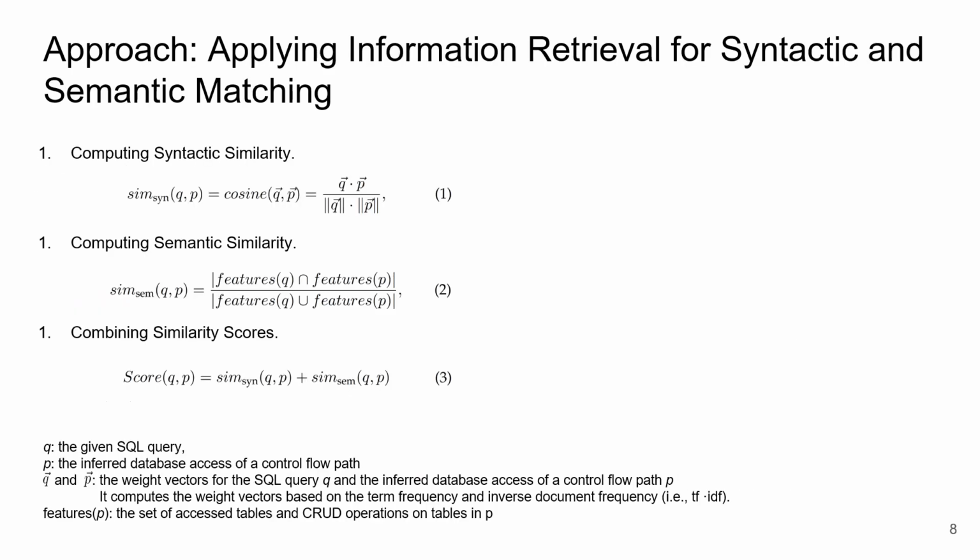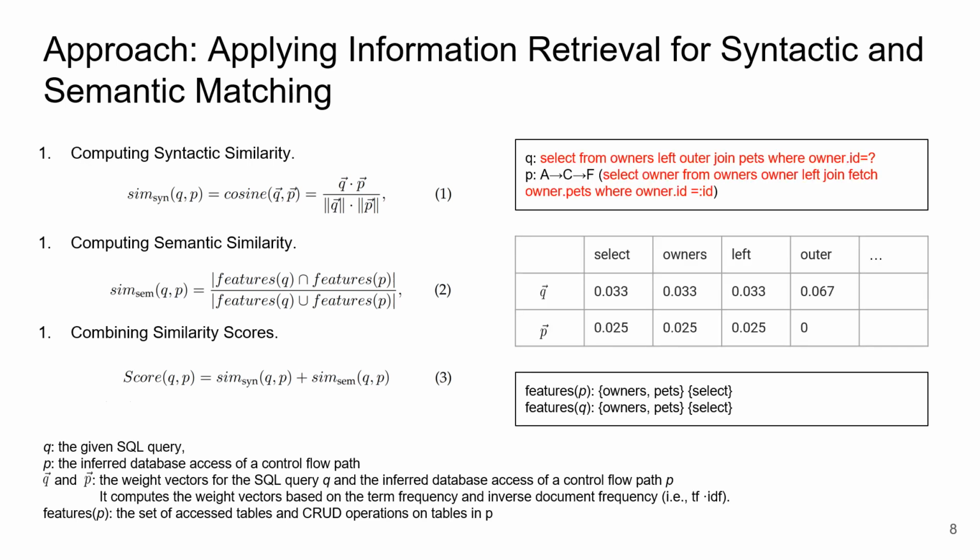The approach combines the syntactic similarity and the semantic similarity to compute the score. For the syntactic similarity, it computes the cosine of the vectors of Q and P, where the vectors are the names and the weights based on term frequency and inverse document frequency. For the semantic similarity, it computes the Jaccard of the features of Q and P. The features are the set of accessed tables and operations on tables.